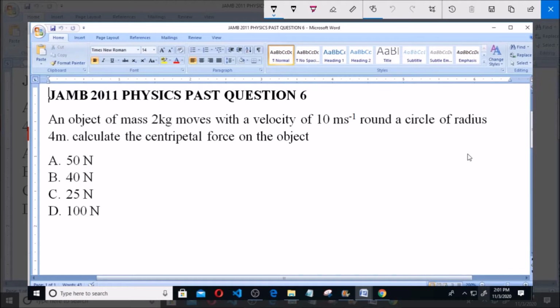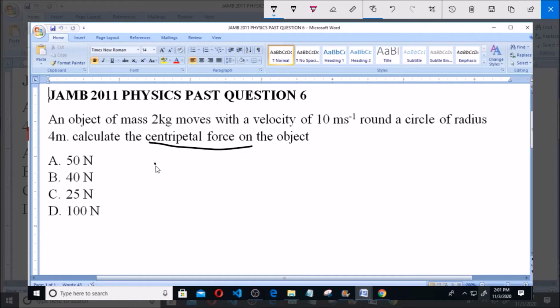An object of mass 2 kg moves with a velocity of 10 meters per second round a circle of radius 4 meters. Calculate the centripetal force on the object. A. 50 Newton, B. 40 Newton, C. 25 Newton, D. 100 Newton. So we are asked to calculate the centripetal force of an object.